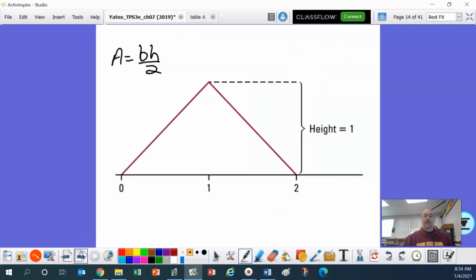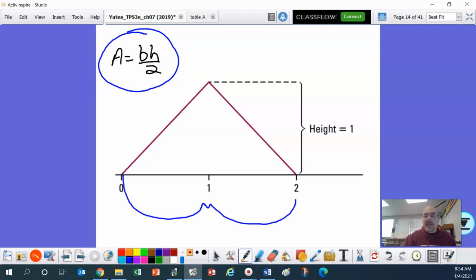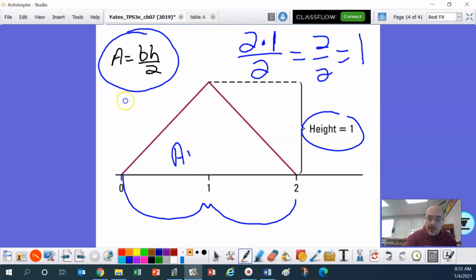Remember, read your book. Okay, here is a rectangle. No, a triangle. Silly Mr. Ellering. Okay, here's a triangle. Remember, the area for a triangle is base times height divided by 2. Well, the base here is 2, right? So 2 times the height, which is 1, divided by 2. That's the same as 2 divided by 2, which is 1. So the area of this triangle is 1. Remember, the area underneath that density curve is 1. And remember, the probabilities of a whole sample space add up to 1.